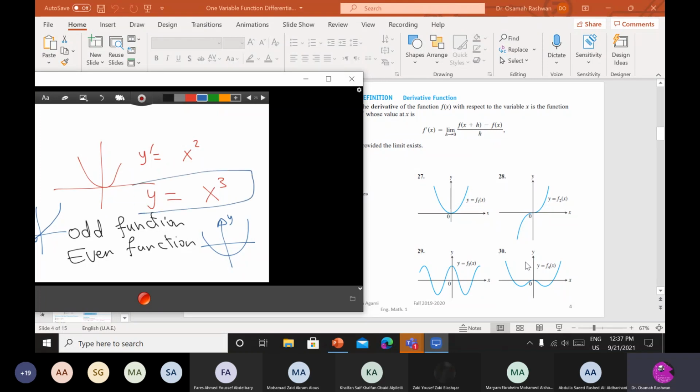فالاكس to the power 3 odd function ولا even function؟ odd function. ليه odd function؟ طيب انا ما عنديش رسم. How to know it is odd function or even function؟ بس replace الاكس by minus x. If you have the same function يبقى ال f of x even. If you replace x by minus x and you have minus outside and you have the same function it will be odd function.